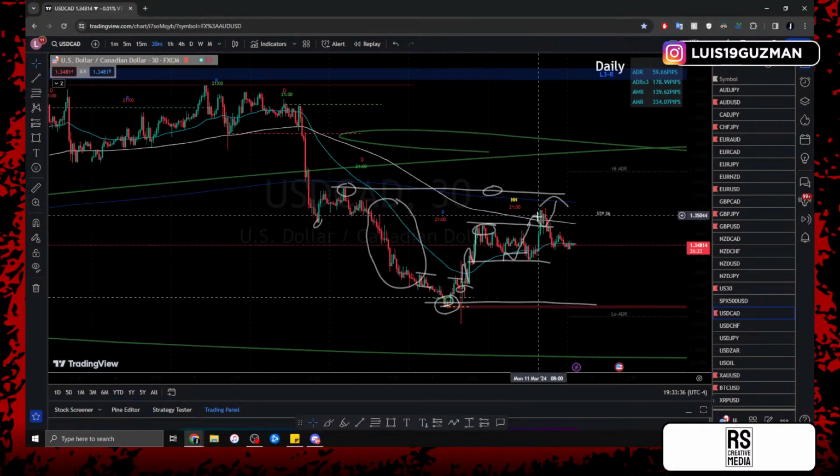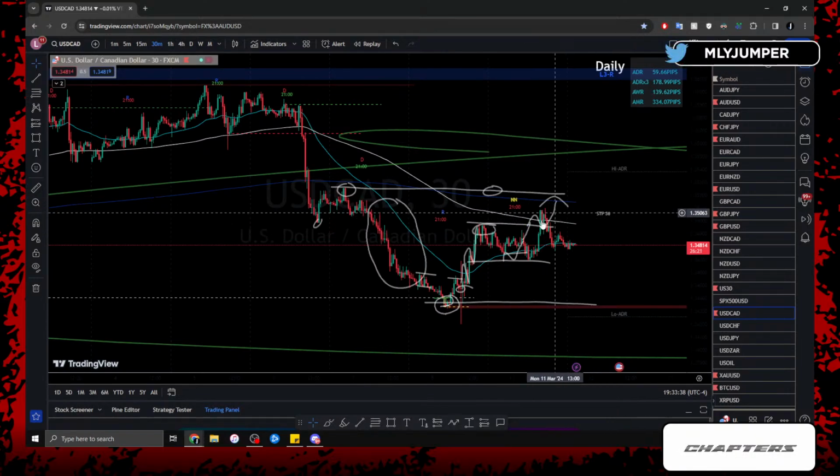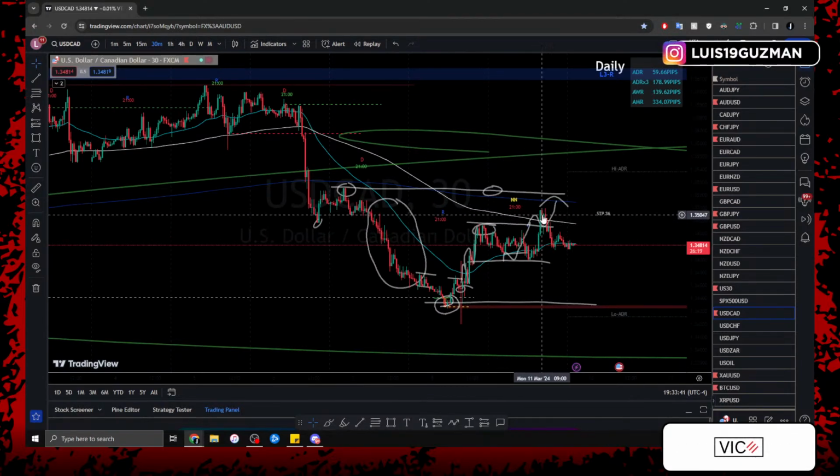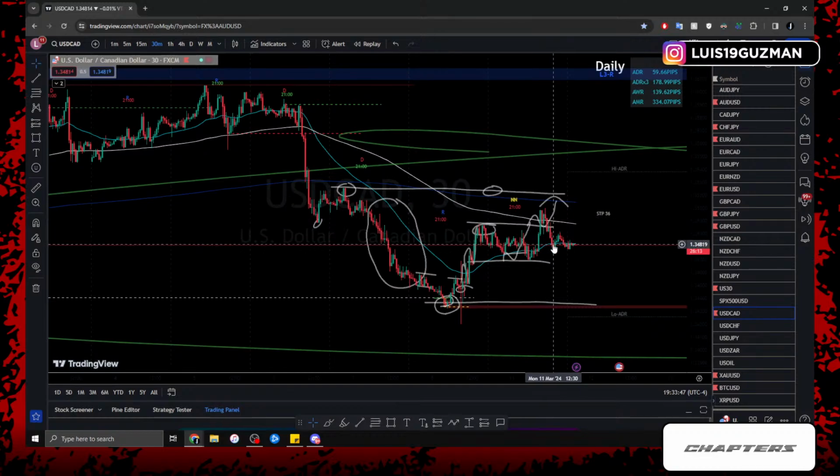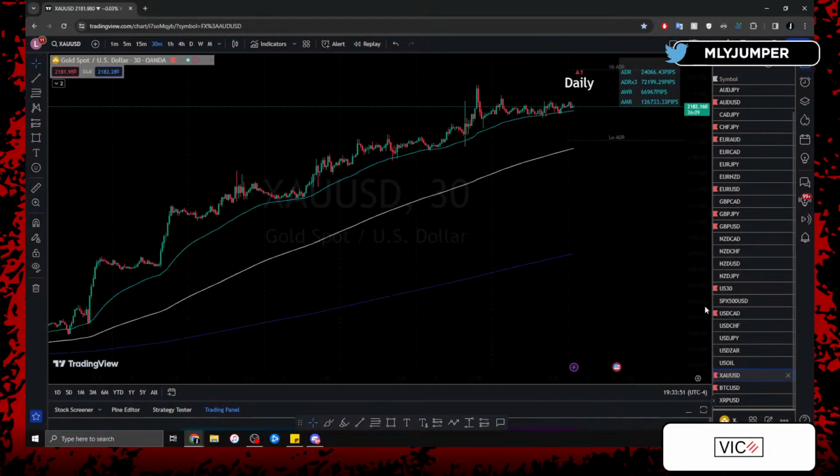Wow, why is that word so difficult to say, huh? That's exactly what it did. Swept the highs, got everybody to believe that this was a break of structure, made everybody believe they'll break, retest, continue to push to the top side, and then ended up going right back down to the bottom. So USDCAD is still one we have to wait for.